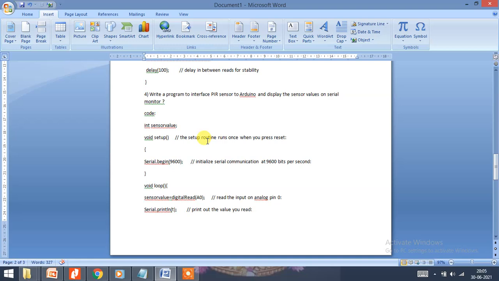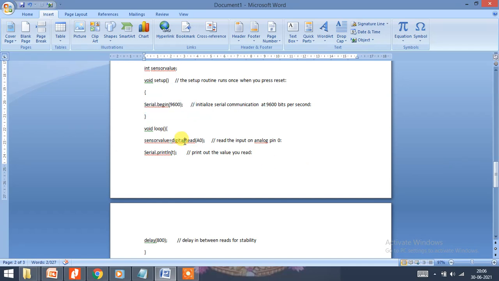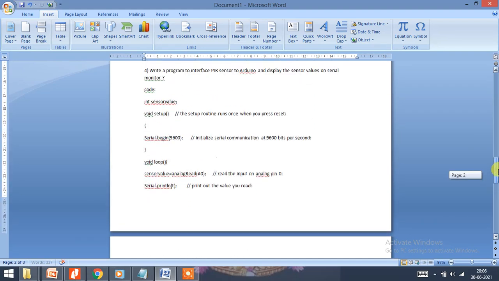Next one is the PIR sensor. I have given a brief discussion about this PIR sensor. I use sensorValue as the initialization of a variable. Next, void setup, where I start the serial communication. In the PIR sensor, it can read analog input or digital read; we can use both. This is the analogRead of A0. The analog pin A0 is read by the sensor, and that is printed with a delay of 800. This can be seen in the serial monitor.